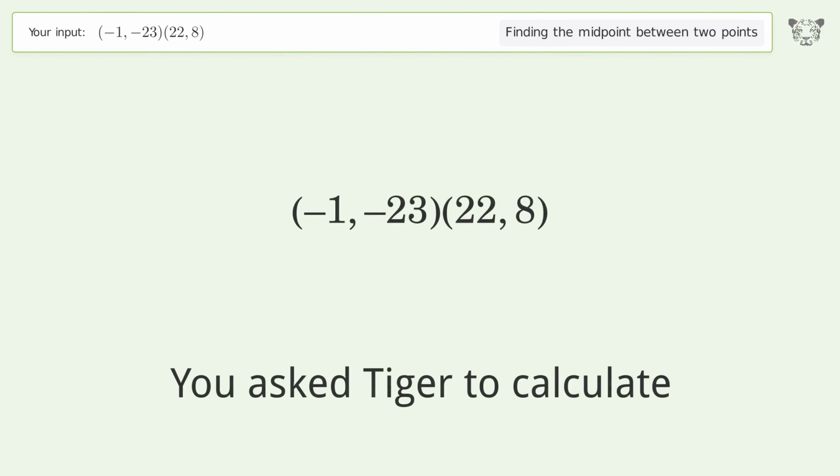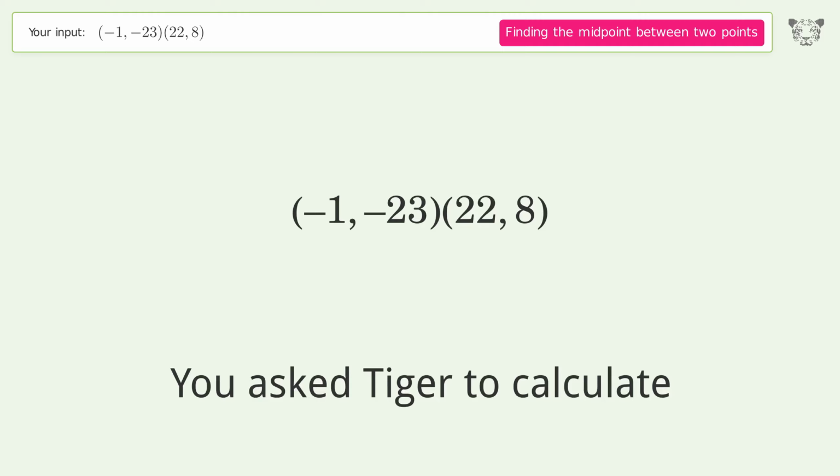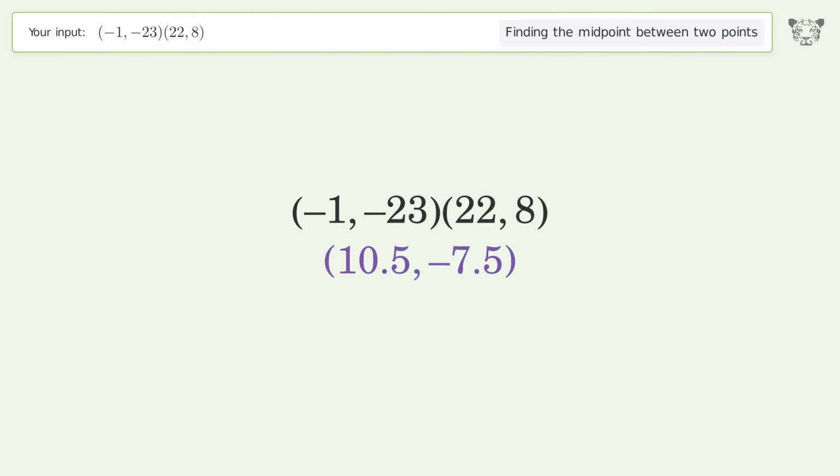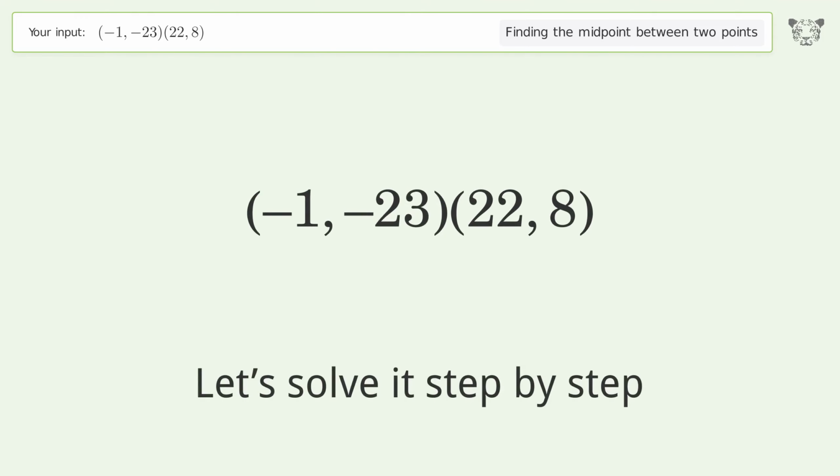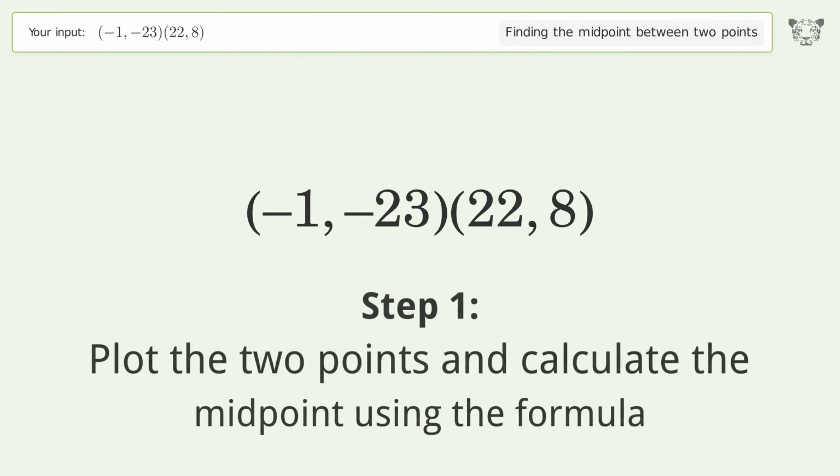You ask Tiger to calculate. This deals with finding the midpoint between 2 points. The midpoint between the 2 points is 10.5, negative 7.5. Let's solve it step by step. Plot the 2 points and calculate the midpoint using the formula.